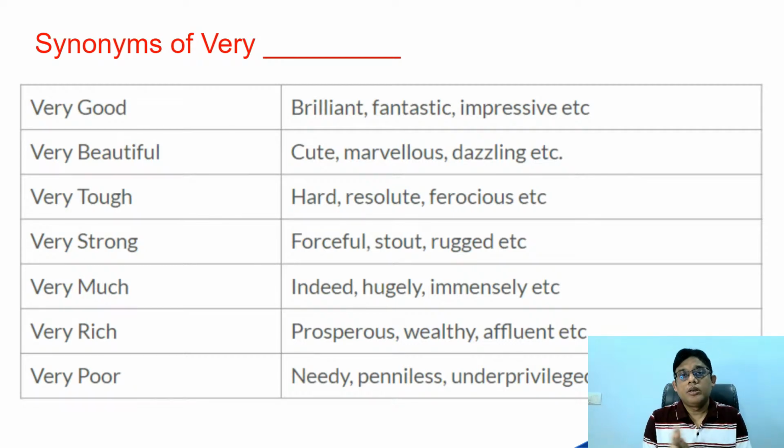Okay, so I can say he is a very rich person. Instead of that, I can say he's an affluent person. He's a wealthy person. It will sound much better. Is that clear to all of you?